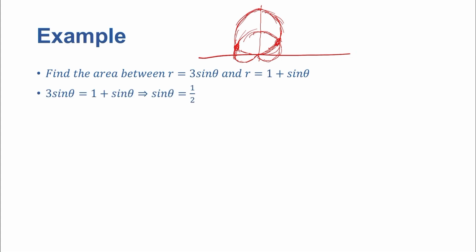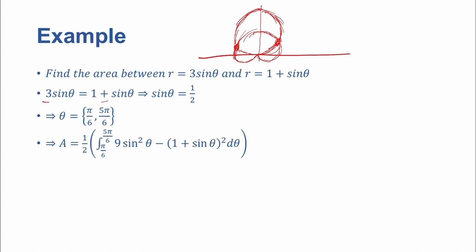So to find where these intersect, we just set them equal to each other. We get a trigonometric equation. Subtract sine theta from both sides. Get 2 sine theta equals 1. Divide by 2, sine theta equals 1/2. Now this is easy. We know when sine theta equals 1/2, and we're going between 0 and 2 pi because we don't want to keep integrating around and around. We get theta equals pi over 6 and 5 pi over 6. So now we have an integral between pi over 6 and 5 pi over 6.